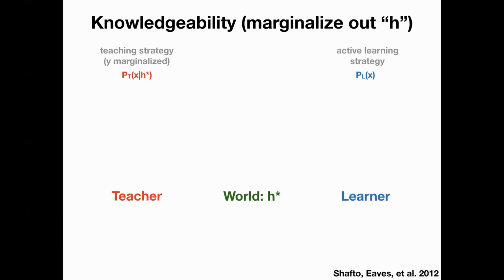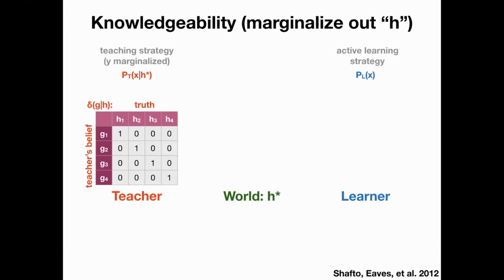The next step is to get rid of H star. To do this, we first introduce the teacher's knowledgeability matrix on the left. This knowledgeability matrix says that if the truth about the world is a certain H, then the teacher knows that the world is that H with probability 1. This knowledgeability allows us to re-express the teacher selection equation with a marginalization over hypothesis G. And the identity knowledgeability, denoted by the delta function between H and G, will leave the teaching strategy unchanged.